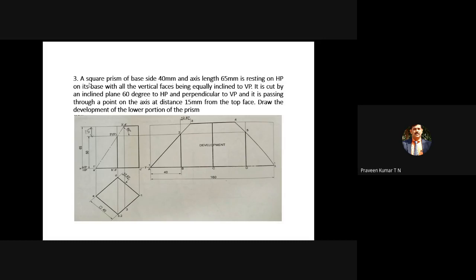That means resting on HP on its base with all the vertical faces being equally inclined to VP. This condition is automatically satisfied once you draw the square for the corner condition, where one diagonal of the square is parallel to the XY line and the other diagonal is perpendicular to the XY line. We have one diagonal AC which is parallel to the XY line. Definitely the other diagonal will be perpendicular to the XY line. If you draw in this particular position, then automatically it will satisfy the equal inclination condition. I hope there is no doubt in drawing the top view of the square. Label it A1, B, B1, C, C1, D, D1.